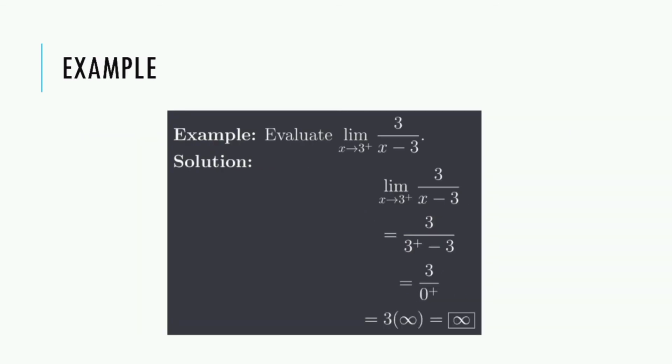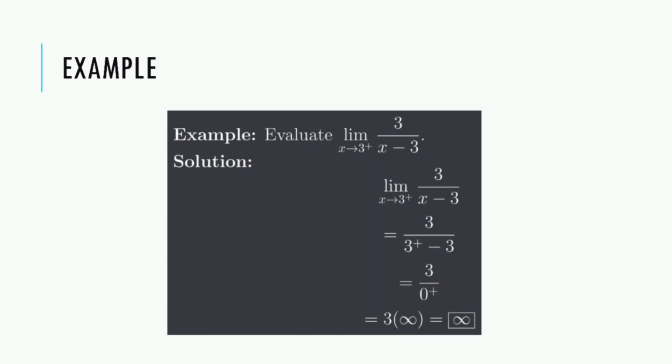Evaluate the limit of 3 over x minus 3 as x approaches 3 from the right. Just the same, let's plug in 3 from the right for x. So now we'll have 3 all over 3 from the right minus 3. We all know that as a certain value approaches 0 from the right, it is equal to positive infinity. So now we'll have 3 all over 0 from the right, which is equal to 3 multiplied by infinity, which is now equal to infinity.